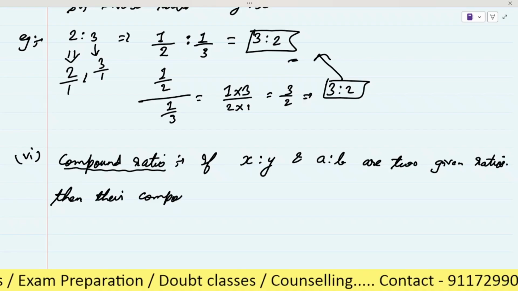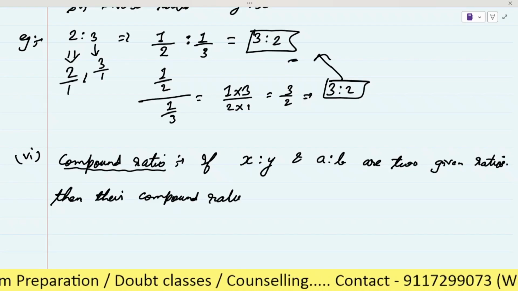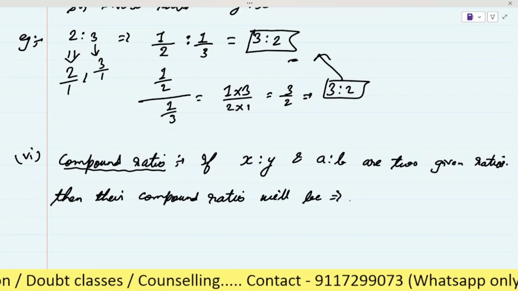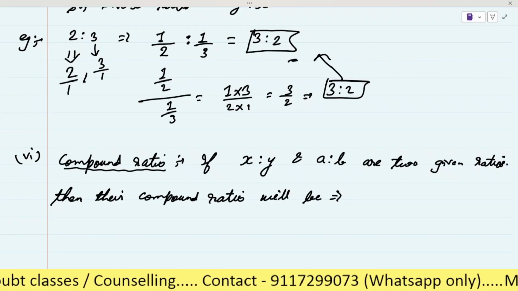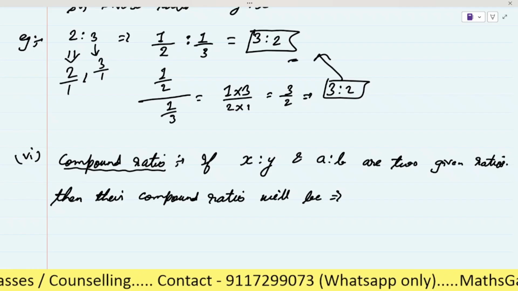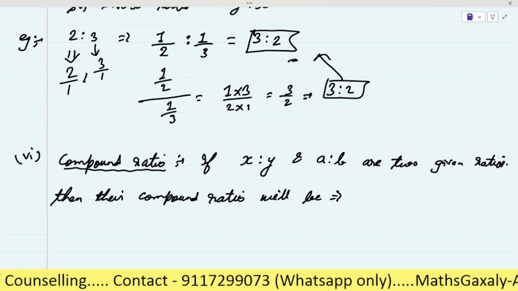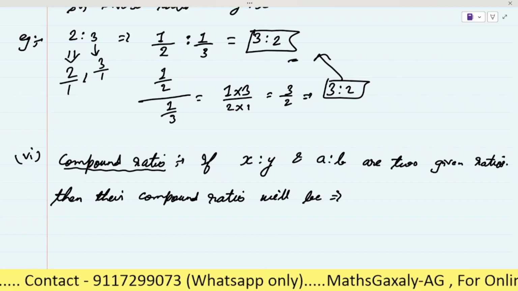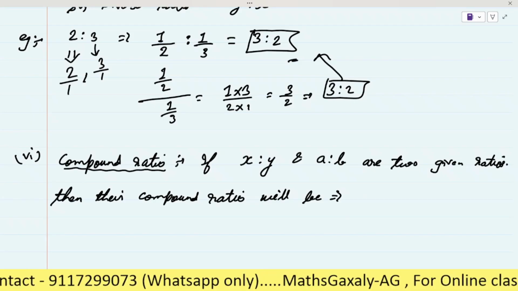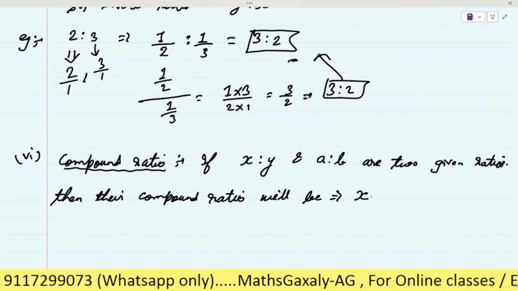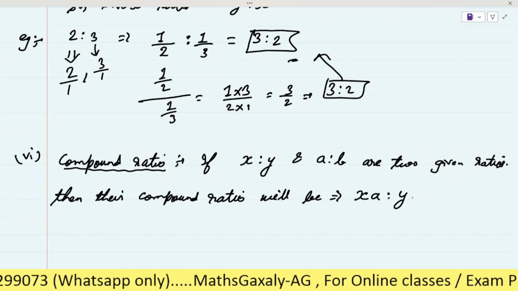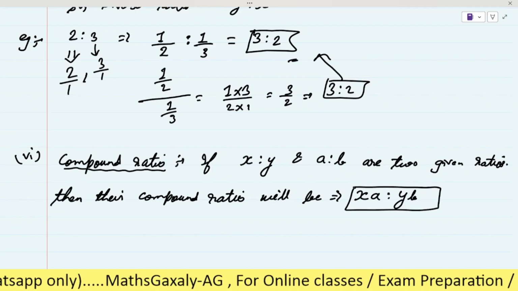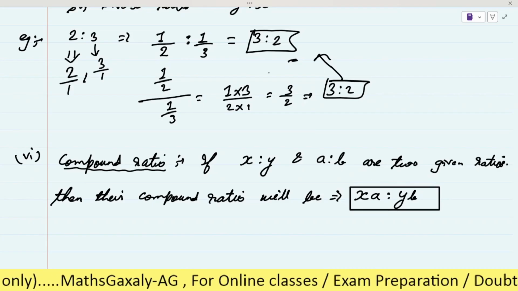We have to find the product of the antecedents and the consequents. It means we find the product of the first terms and the second terms. So it will be x into a is to y into b. This will be the compound ratio. Is it clear now or any doubt?